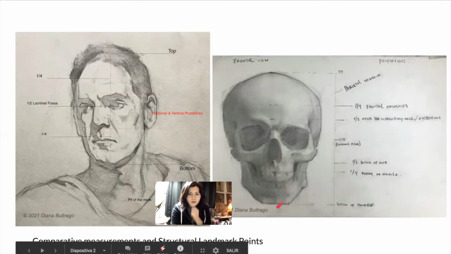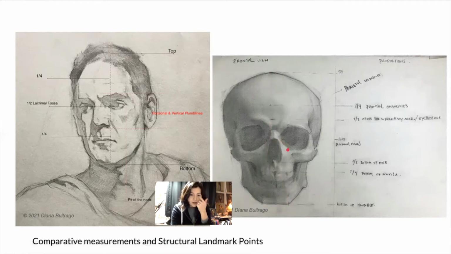The halfway point from top and bottom is always going to be where the lacrimal fossa is, or the tear duct. So that helps us to identify also the halfway point of a portrait when you have a model posed in front of you, or you are actually doing a master copy, right? So you want to always try to find that halfway point, because it gives us a lot of information.